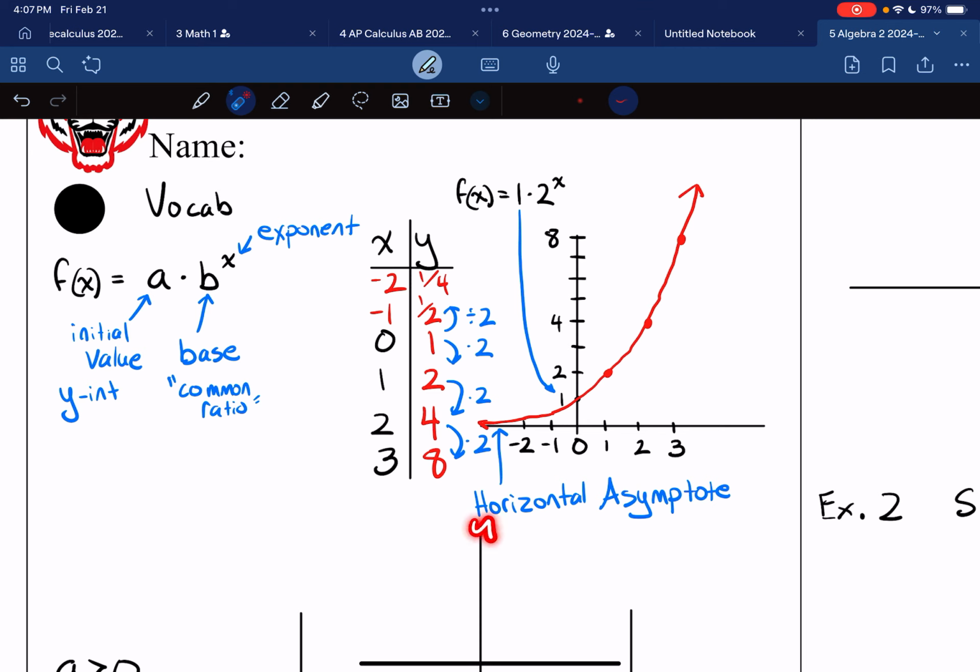You will only have this horizontal asymptote, and it will always be either on the left side or the right side, and we'll get into why that's the case in a sec. So let's actually talk about that right now. Why do you have this horizontal asymptote on the left?